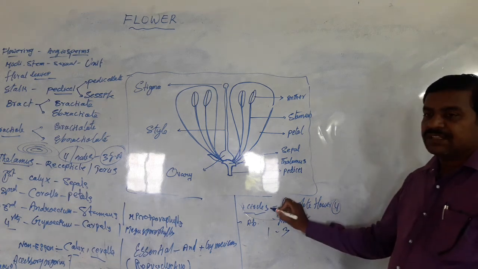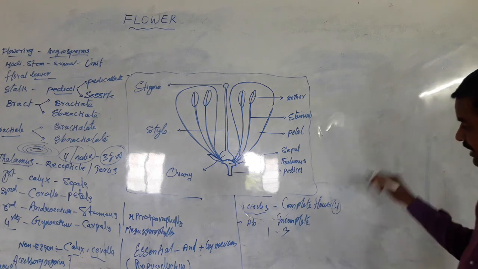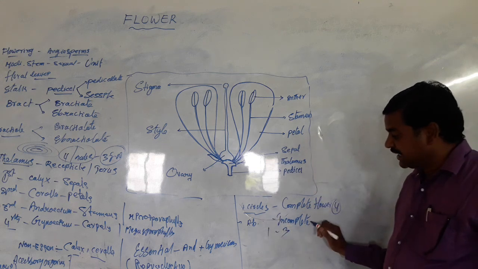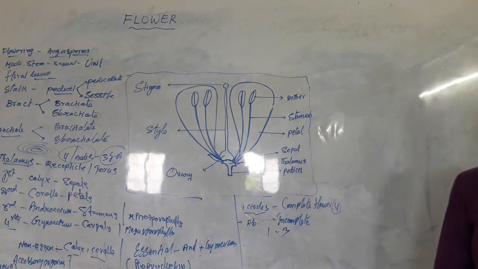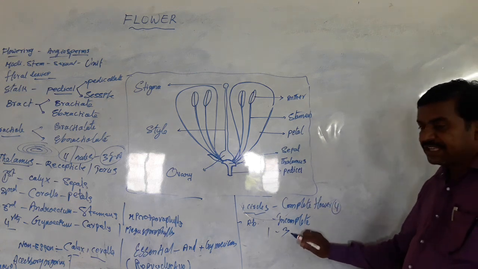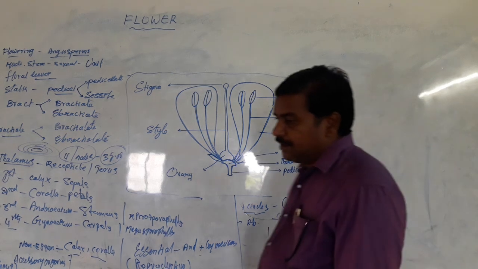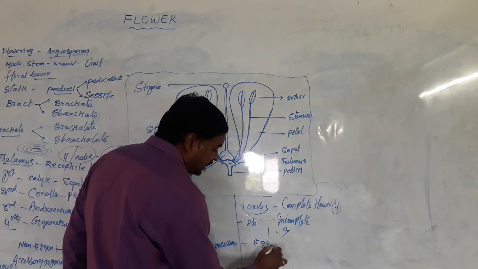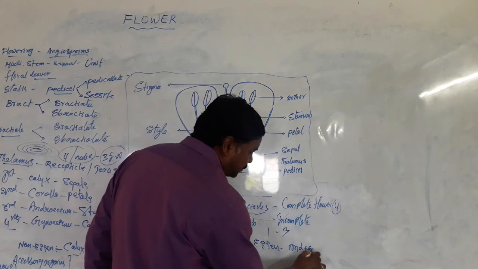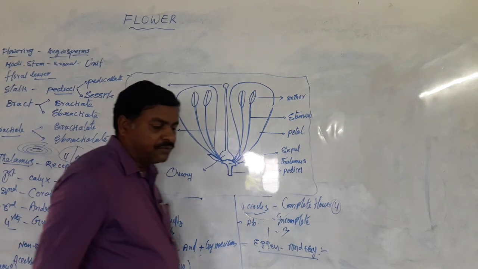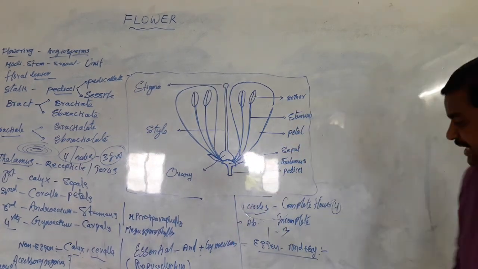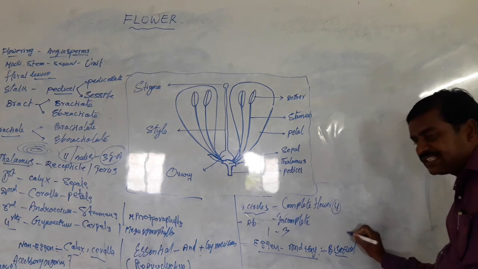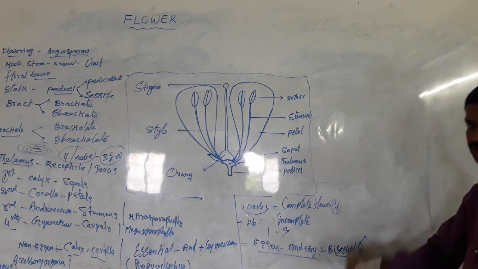So a flower with total four circles of modified leaves is considered as a complete flower, and absence of any one of these floral circles is considered as an incomplete flower. Incomplete flower is represented by minimum one circle and maximum three circles. At the same time, a flower with both essential organs, what are essential organs? Androecium and gynoecium. A flower with both essential organs is considered a bisexual flower. This is called a bisexual flower. This is indicated by this symbol.